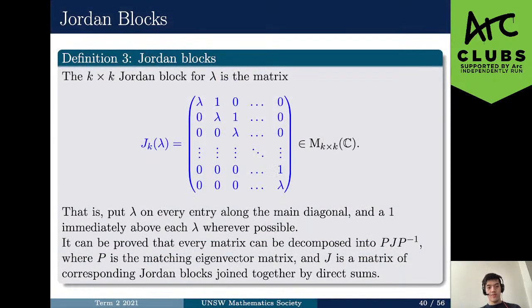Okay, I guess the next section we have is on the Jordan blocks. So first of all, we just define what the Jordan block is. If we have a K by K Jordan block, that's saying that we have a K by K matrix where the main diagonal is lambda, a certain eigenvalue, and then we have 1 on the diagonal that's above the lambda.